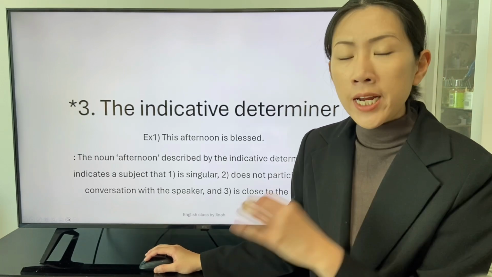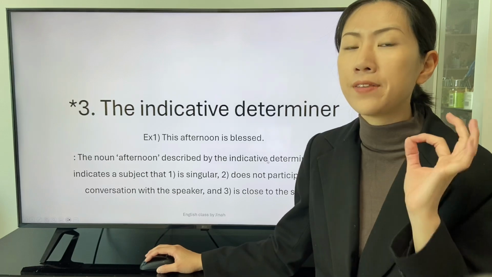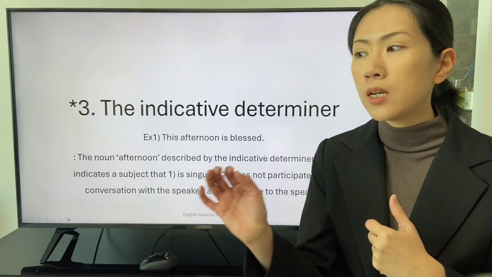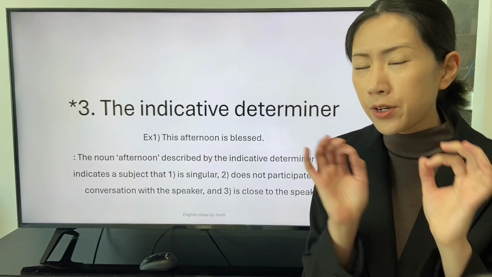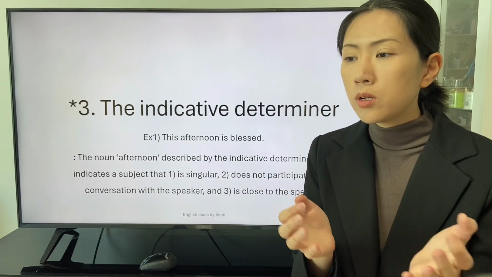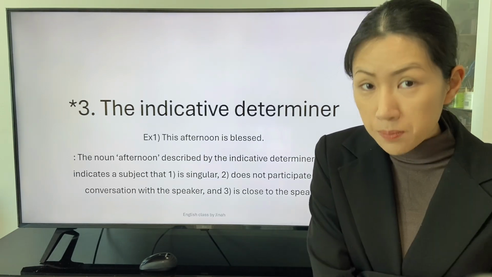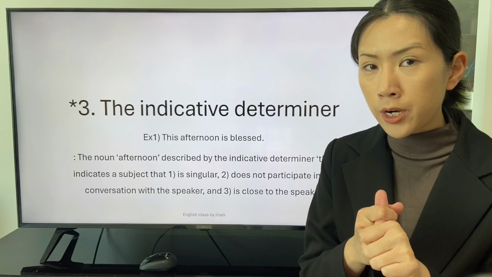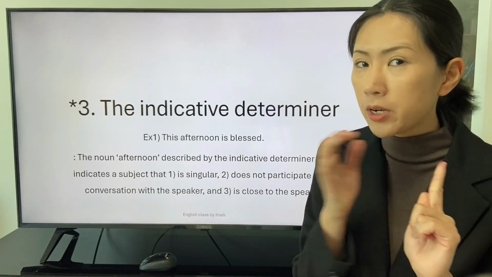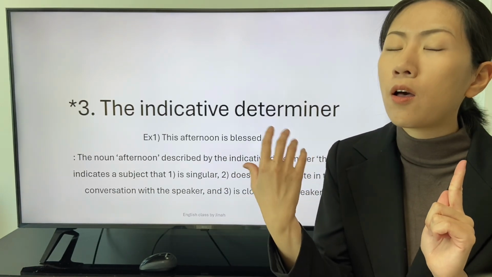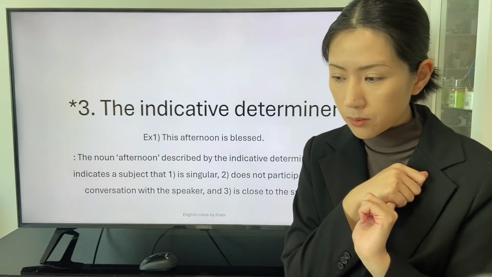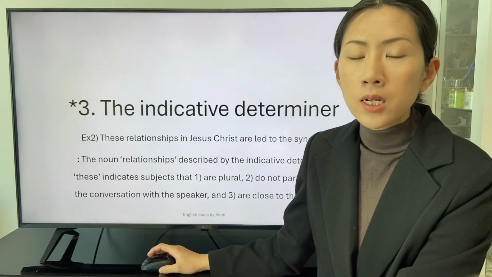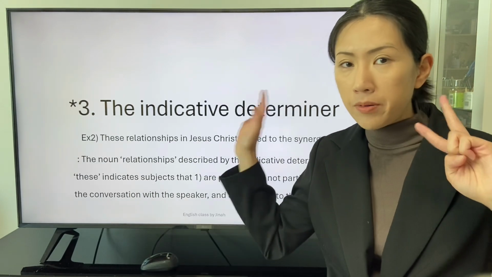This afternoon is blessed. The indicative determiner this describes the subject indicated by a noun, afternoon. So we can know that the subject indicated by the noun afternoon is singular, is not a participant in the conversation with the speaker, and is close to the speaker. This is the second exemplary clause.